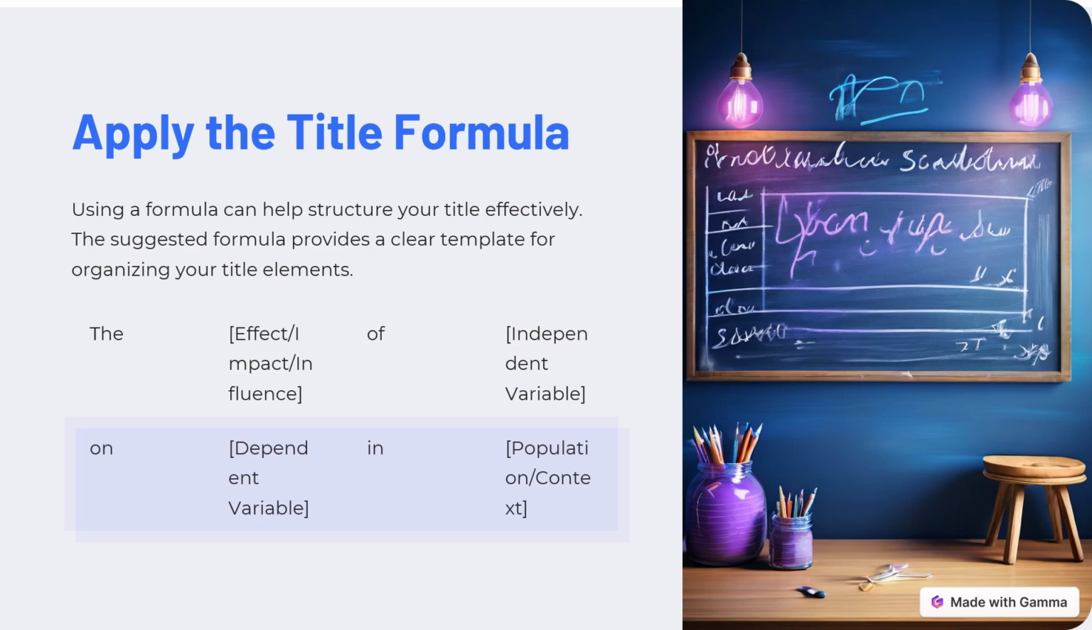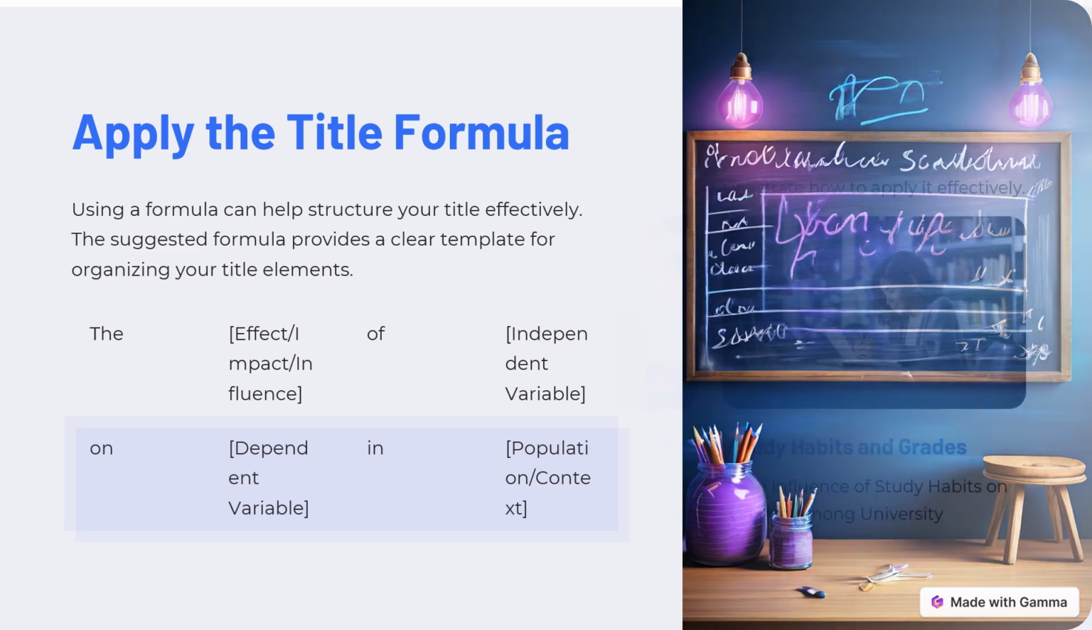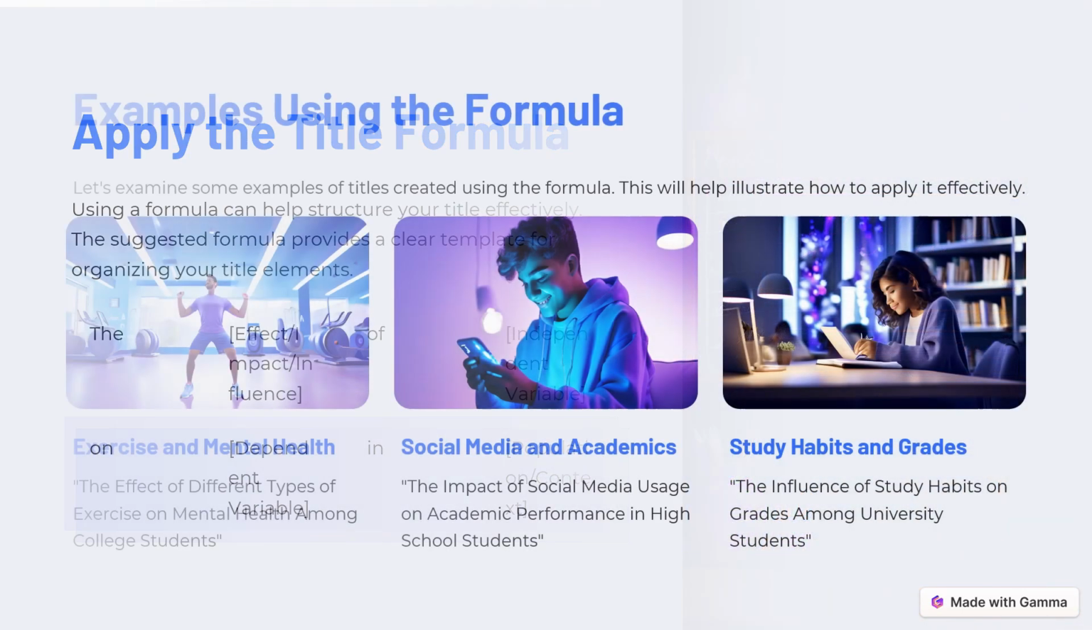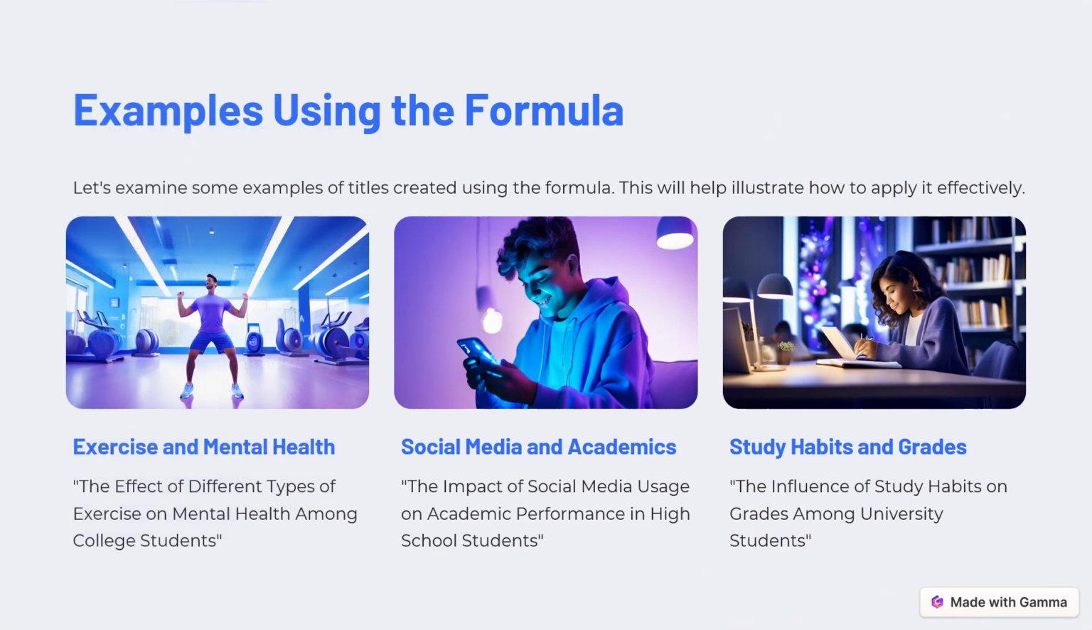Simplified approach. For those who prefer a more straightforward method, here's a simplified approach to crafting research titles. It's especially useful for beginners. Pick your topic. Identify the main subject of your research. Specify the focus. Determine the specific aspect you're studying. Identify key elements. Determine who or what is involved in your study. Create the title. Combine your answers into a clear, concise title.